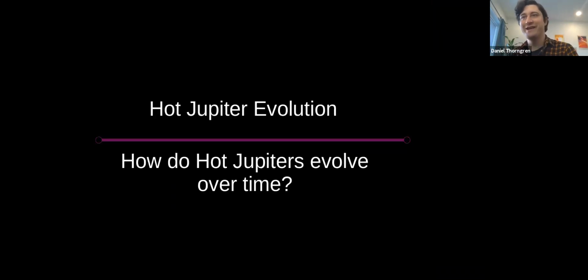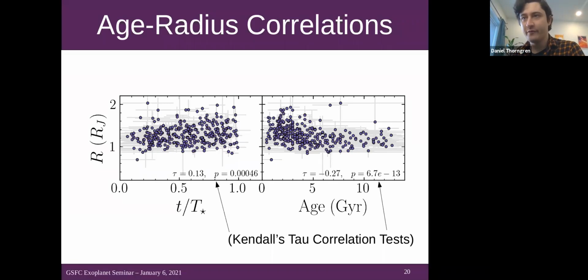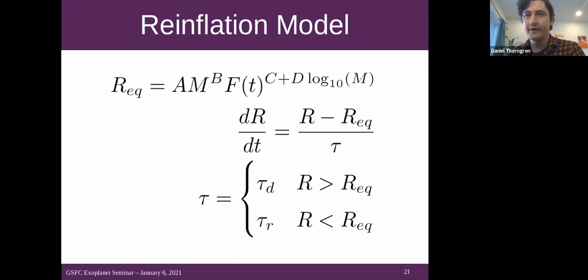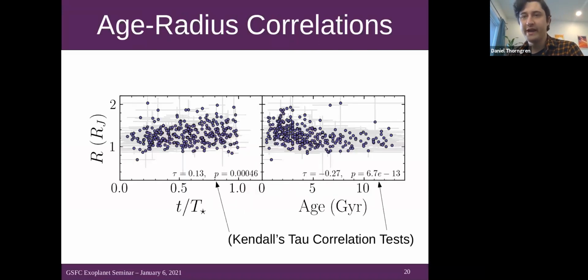I wanted to actually get into modeling the evolution of giant planets over time. And so to do that, let's start out with the age data that we got from Daniel Huber and Travis Berger. So I've plotted it here in terms of the fractional age against the radius, and then also just the raw age against radius. And I've done Kendall's tau correlation tests on the relationship for each of the panels.